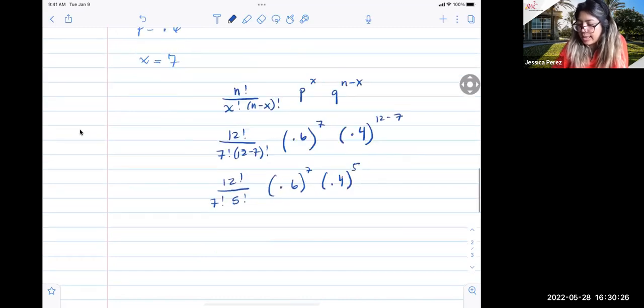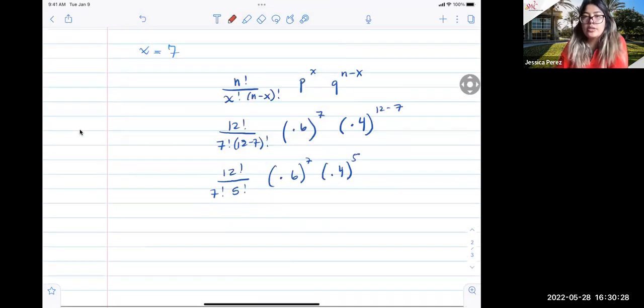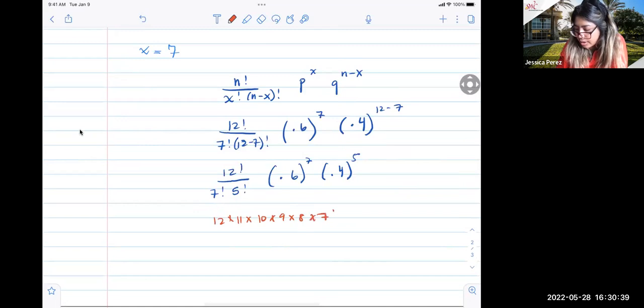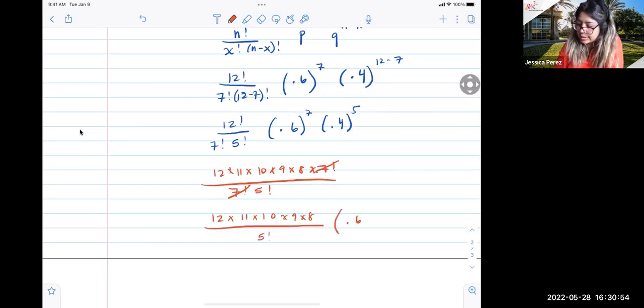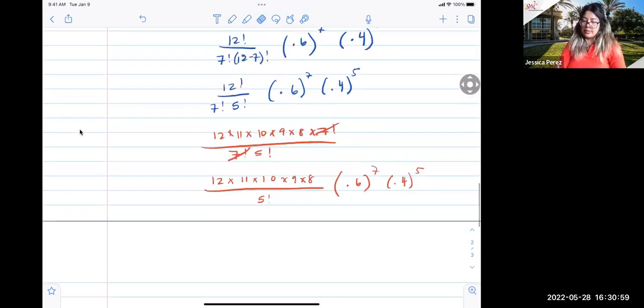Now we can simplify this because I want you to do that. 12 factorial is 12 times 11 times 10 times 9 times 8 times 7 factorial, all over 7 factorial, 5 factorial. The 7 factorials will cancel, but I'll still have 12 times 11 times 10 times 9 times 8. Okay, and then we have 5 factorial, and then we have 0.6 raised to the 7th and 0.4 raised to the 5th. Now, again, this is now a calculator problem.